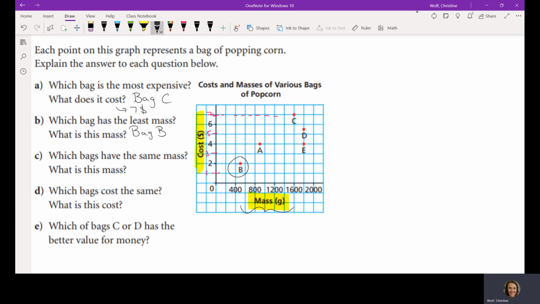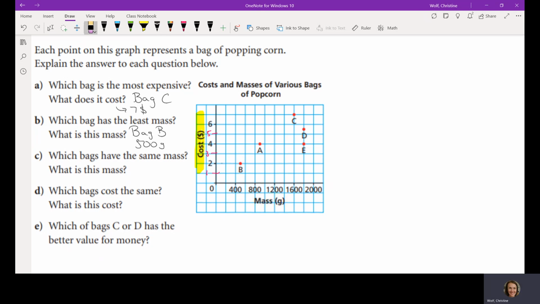All right, so bag B has the least mass, and what does it weigh? Now we're not going to look over to the left because that's cost. We're going to look down to figure out how much it weighs. If we look at the graph here, this is 400. That means that this tick right here must be 200, and we're jumping every tick by 200. So we have 200, 400, this one right here would be 600. So we're halfway between 400 and 600. Halfway between that is 500. So it weighs 500 grams.